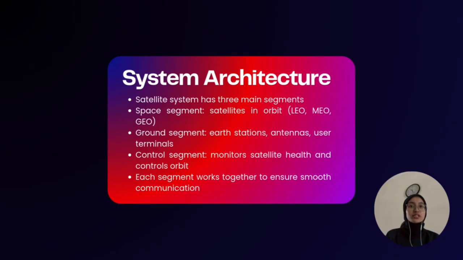To understand satellite communication better, we need to look at its system architecture. A satellite communication system consists of three main segments. The first one is the space segment, which includes the satellites orbiting the Earth in different orbits. For example, LEO, MEO, and GEO are used depending on the application. The second is the ground segment, which includes earth stations, antennas, and user terminals such as satellite dishes and receivers. Third is the control segment, which is responsible for monitoring the satellite's health. This includes checking the battery level, temperature, and controlling the satellite's position in orbit. All these segments must work together to ensure reliable communication.